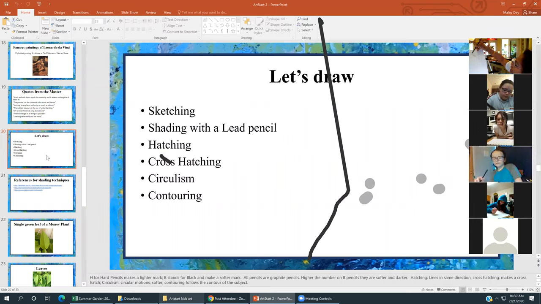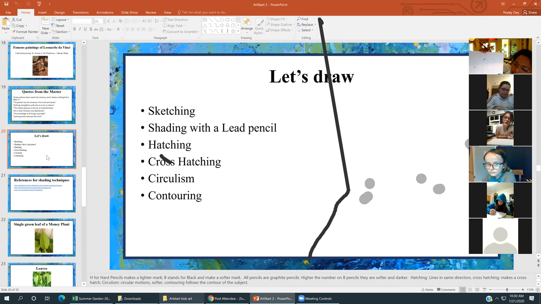Just draw lines. But if you draw closer together, it becomes shading. So that's hatching. Does that make sense? And then cross hatching would be just crossing it. That's cross hatching. See? It's coming up.